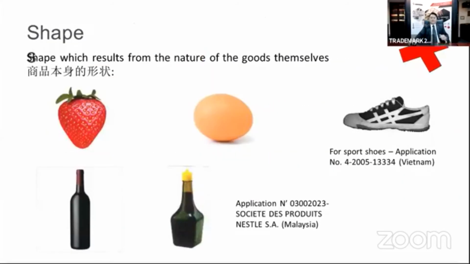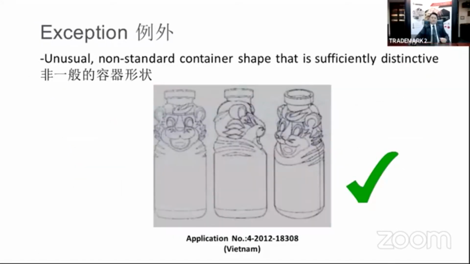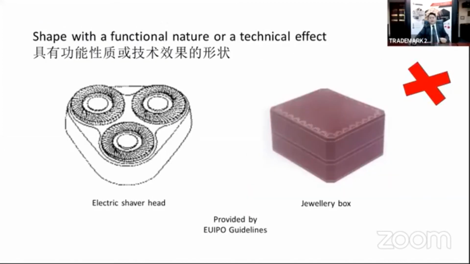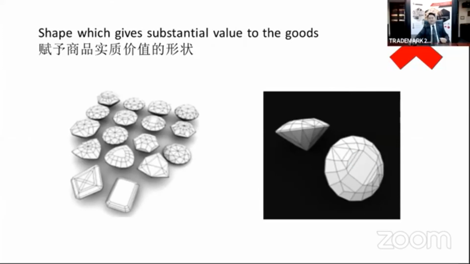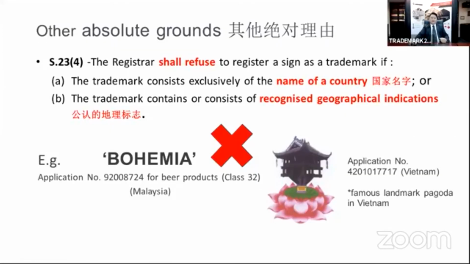Okay, the shape. Example of the shape: no, you cannot register this for shoes. Cannot. But the bottle, yes. This shape is very unusual, very distinctive. Functional shapes also cannot be registered as trademarks. Diamonds, no. Name of a place, a famous landmark, cannot. If you try to register KLCC, you get an objection.